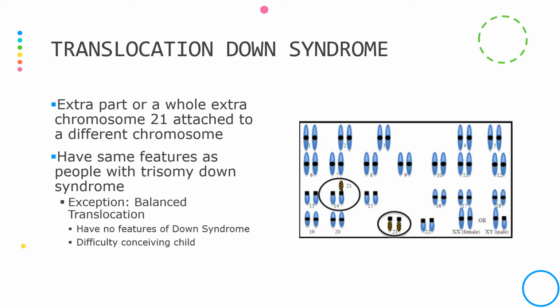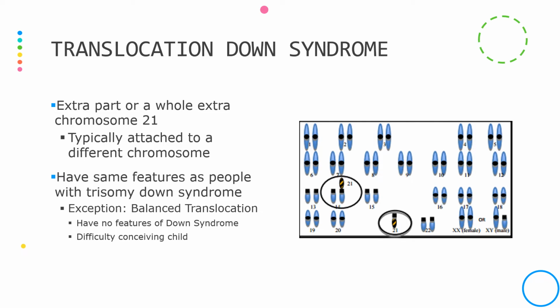Translocation Down syndrome is when an extra part or a whole extra copy of chromosome 21 is attached to a different chromosome rather than the extra chromosome being completely separate. It is typically found attached to chromosome 13, 14, 15, or 22, and in some cases is attached to another copy of chromosome 21. These people have all of the same phenotypic effects as people with trisomy 21.